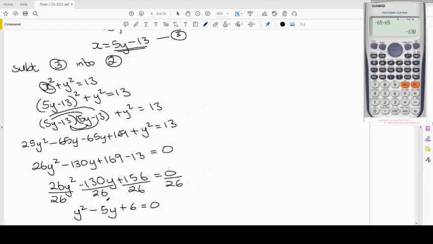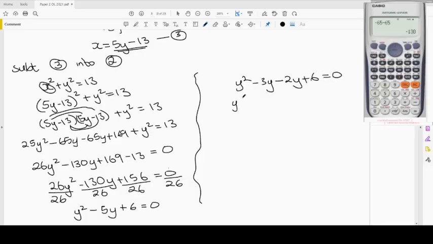You look for two numbers that when you multiply them, the answer is positive 6, and when you add them, the answer is negative 5. That is negative 3 and negative 2. So then you would write y squared, just split up my solutions, then minus 3y minus 2y plus 6. This is equal to 0.